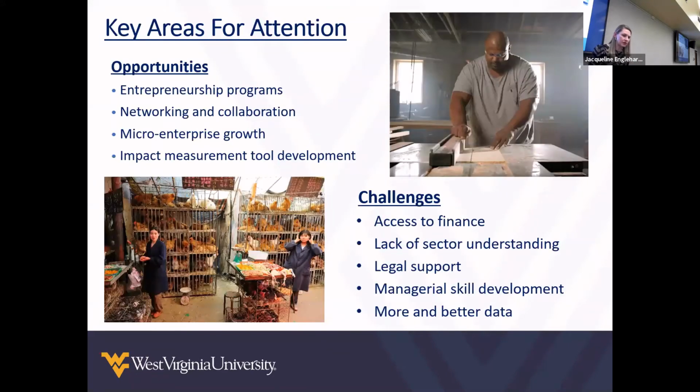So key areas for attention. This gentleman right here is actually from Coalfields Development, one of their folks. So opportunities, entrepreneurship programs, how do we get young folks and old folks, everyone, thinking about that shift, thinking about that different mindset, networking, collaborating, creating those opportunities for folks who are doing this work to learn from one another, because again, it's very loosey-goosey right now. It's very kind of open-ended in a lot of ways.